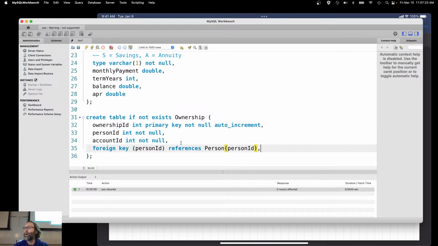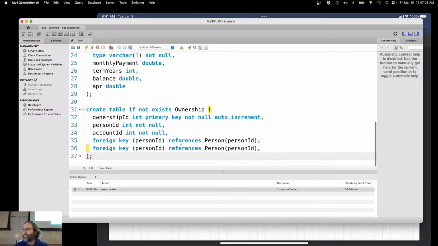All right, so there's my foreign key, references a person. I also need a foreign key. The account ID references the account table and the account ID within that table.